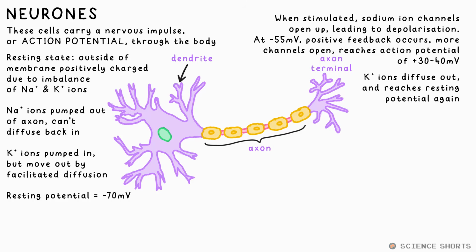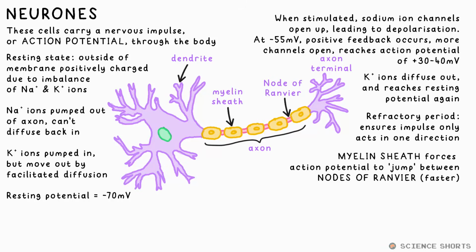As the potassium ions can diffuse out, this process is eventually reversed and it returns to its resting potential. It then enters its refractory period. This is important in ensuring that the impulse only moves in one direction. The action potential travels down the axon as more sodium ions move in through the membrane. However, if the axon has a myelin sheath, the action potential must jump between the gaps. These points are called the nodes of Ranvier.